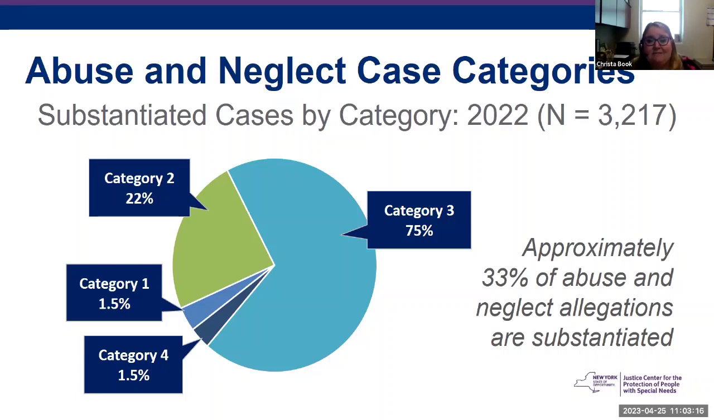Of those 3,217, 75% of them became a Category 3. So it's approximately 33% to begin with that are substantiated. And of that 33%, 75% of those are Category 3. The next being a Category 2 at 22%. Category 4 and Category 1 are similar, coming in at only 1.5% of our cases.